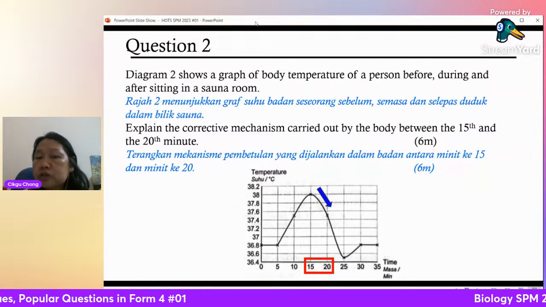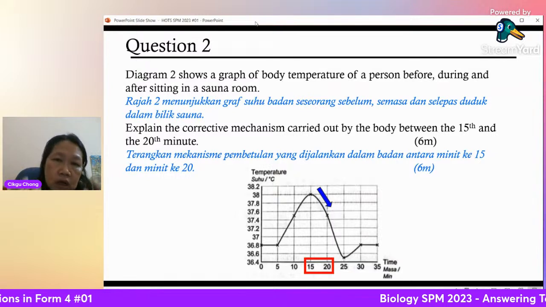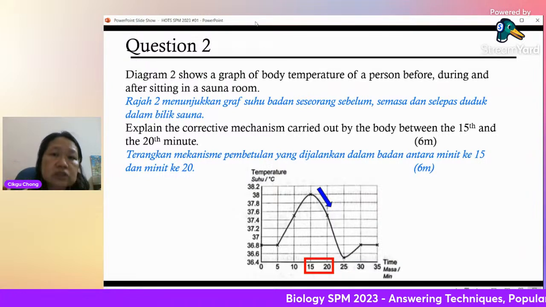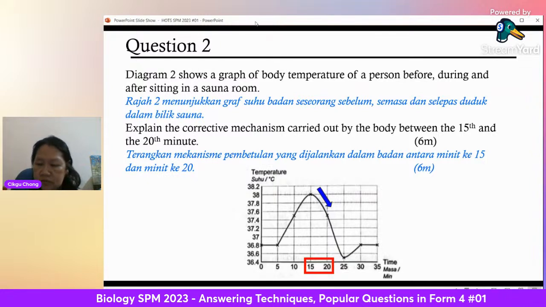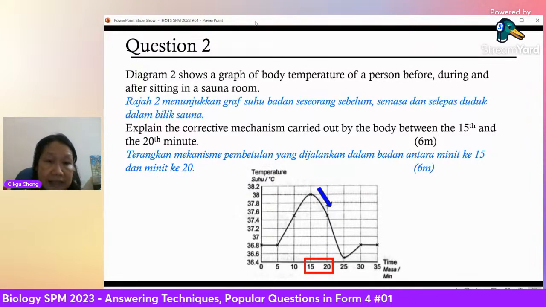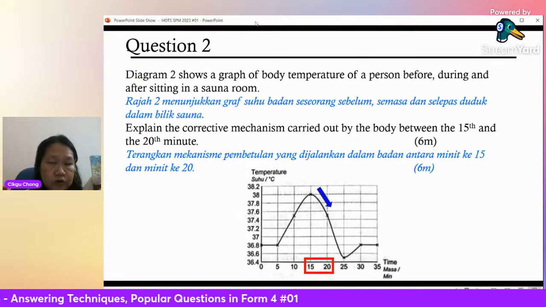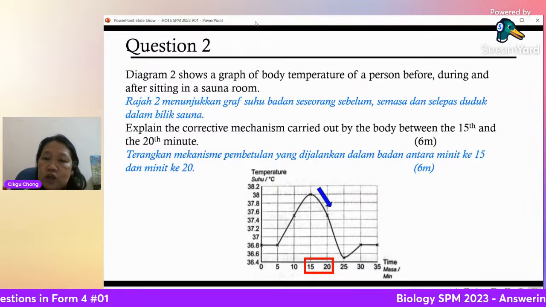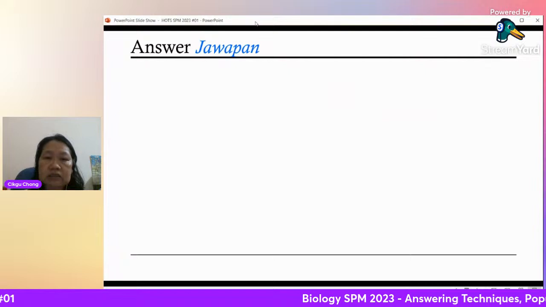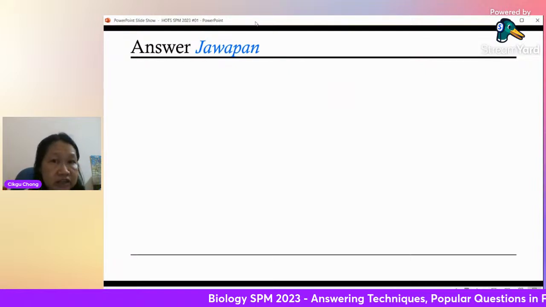So what does your body do to reduce your body temperature? What does your body do? All right. So of course, you would be sweating, one of it. Okay, now there are a few. In order to get your full marks, if you say sweating, they only give you 1 mark. You must say more than that in order to get 6 marks. So what are the body corrective mechanisms?